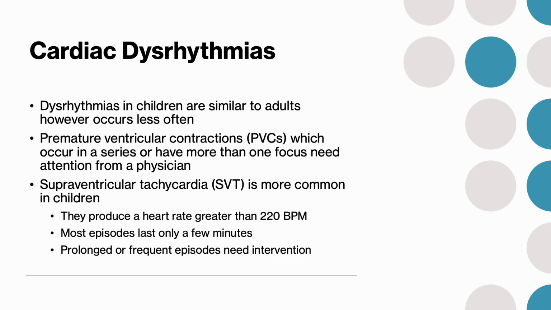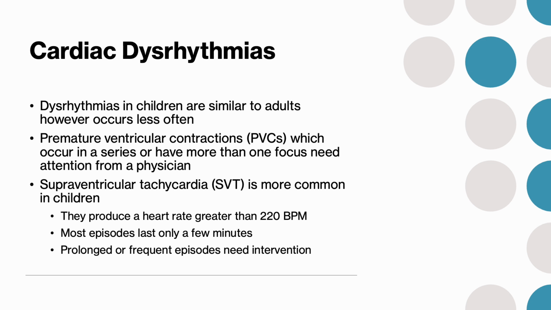Premature ventricular contractions, or PVCs, which occur in a series or have more than one focus, or come from more than one different cell, need attention from a physician. This means that if there is a run of 3 or more PVCs, that actually constitutes ventricular tachycardia. Also, having more than one focus means the PVCs are coming from different cells and not just one as they commonly do. These are also called multifocal PVCs, foci being the plural for focus. The focus is where the PVC originates.